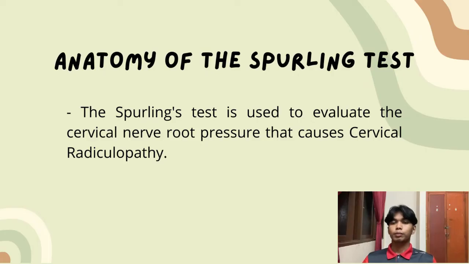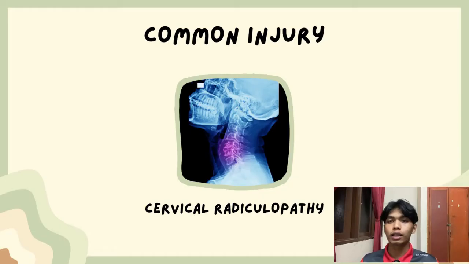Anatomy of the Sperling test. The Sperling test is used during a musculoskeletal assessment of the cervical spine when looking for cervical nerve root compression causing cervical radiculopathy. The common injury for the Sperling test is cervical radiculopathy.